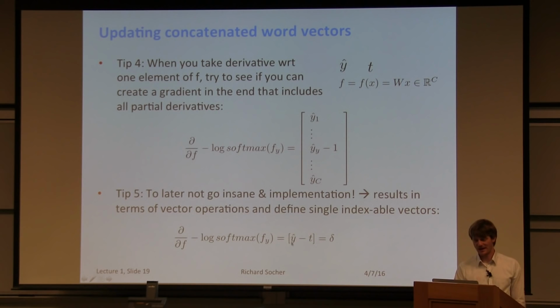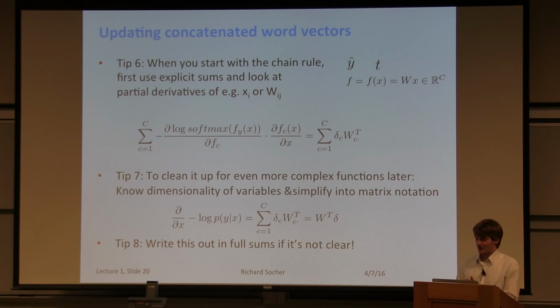So here, for instance, y hat will be our predicted probabilities, and t will be our target. And we'll subtract t. This is basically our target probability distribution, which happens to be exactly one of the things that we defined in our notation in the beginning. And we'll define this as delta, and we'll become good friends with delta in the next couple of slides or lectures.